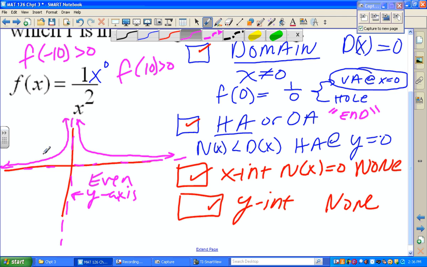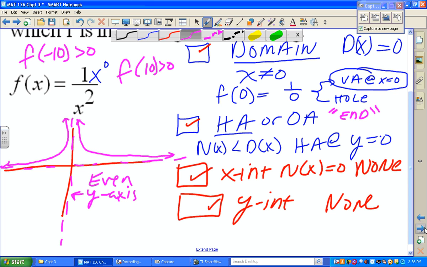It's not called a parabola. You know it's not going to cross any of the axes. There are no x and y intercepts. And if I put a test point in, y is positive in both cases. So the graph has to stay above the x-axis. Okay? We're going to do another one.